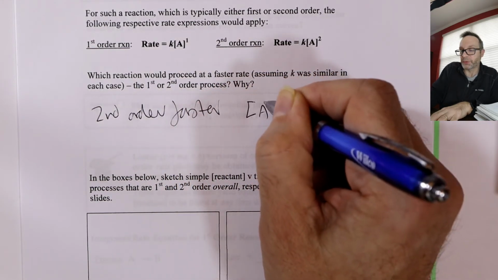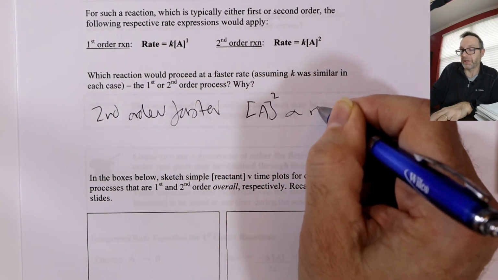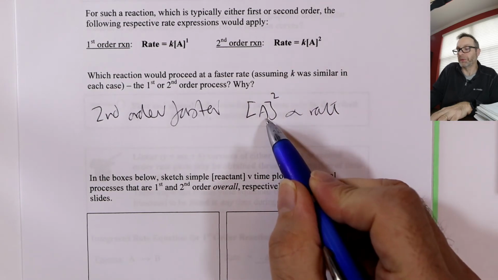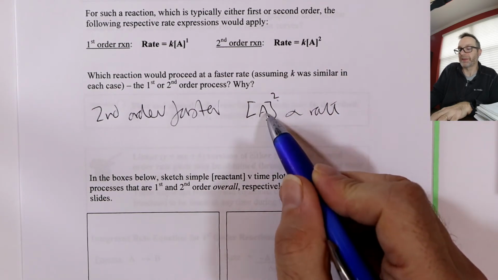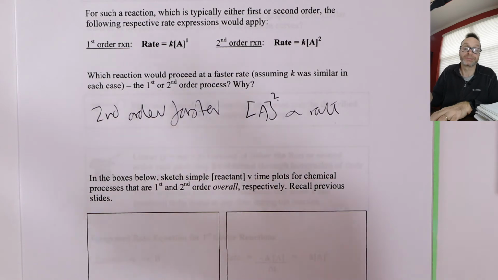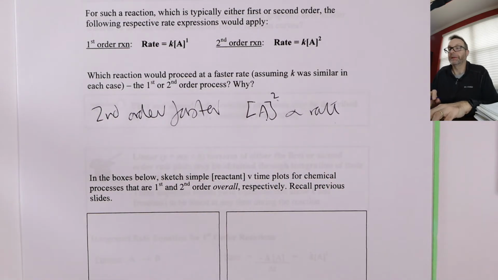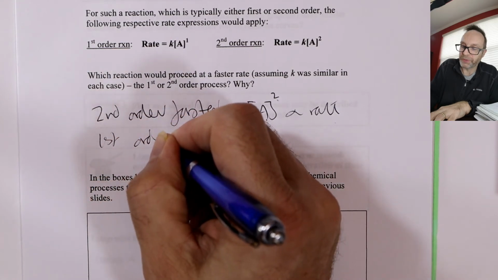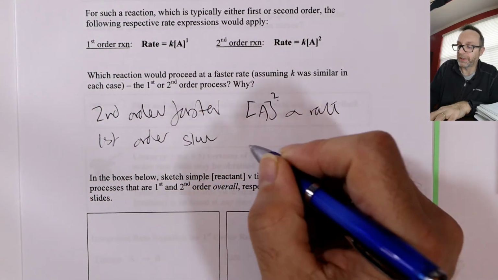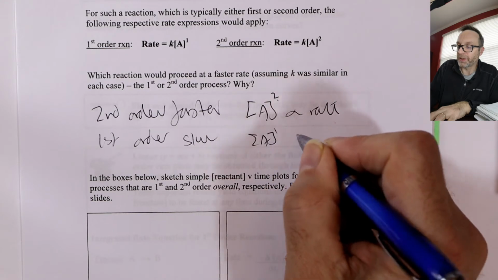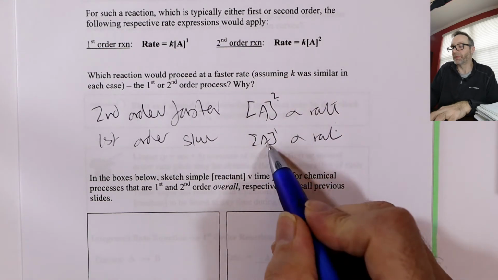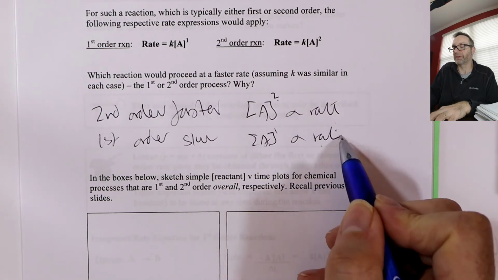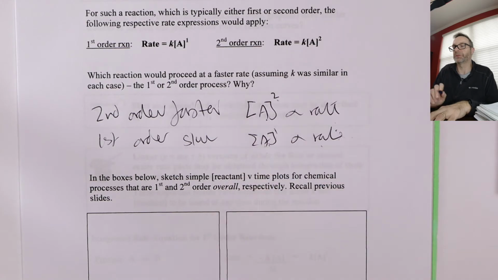because we got A squared is proportional to rate. Okay. So I double the concentration, square that, the rate's 4 times faster. Okay. All right. Why not do first order as well, slower, because A to the 1 is proportional to the rate. So if I double the concentration, I double the rate, not quadruple it, because it's proportional.